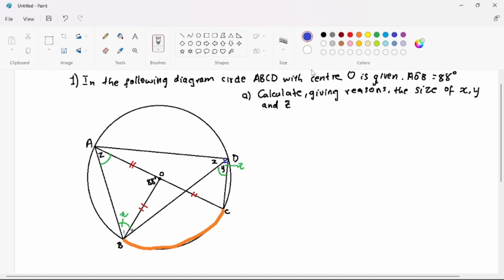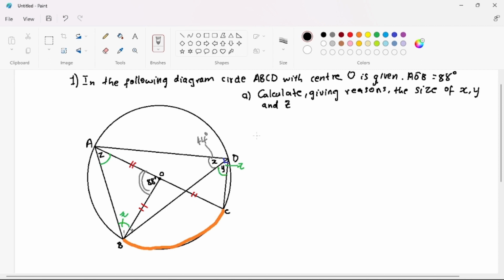And then another thing that we can take note of is that we can see that angle AOB is 88 degrees, right? What does that mean? It means that X is equal to 44, right? Because we know angle at the center is 2 times angle at the circumference, isn't it? So I feel like we have analyzed enough and we can try to answer the questions now.